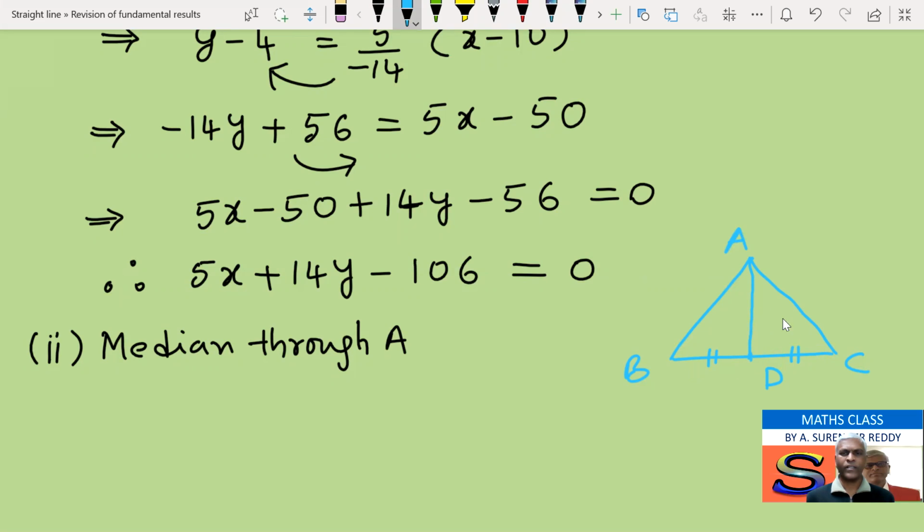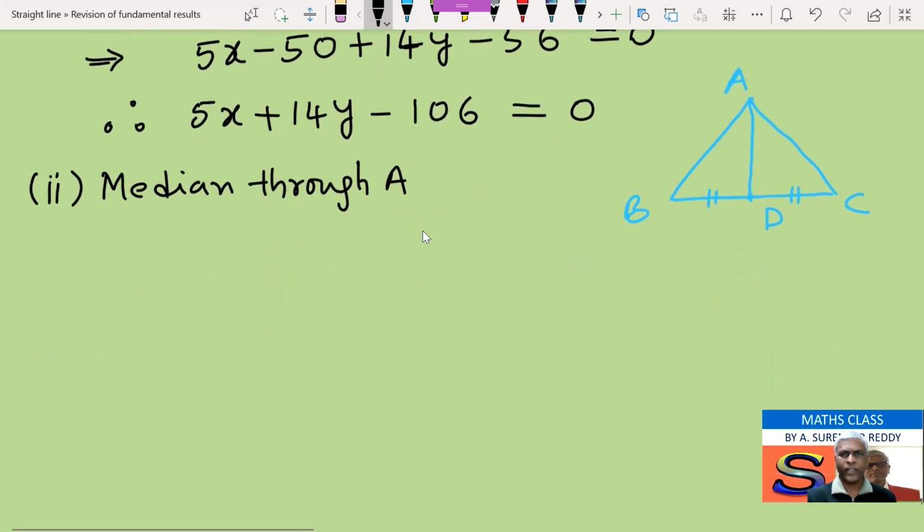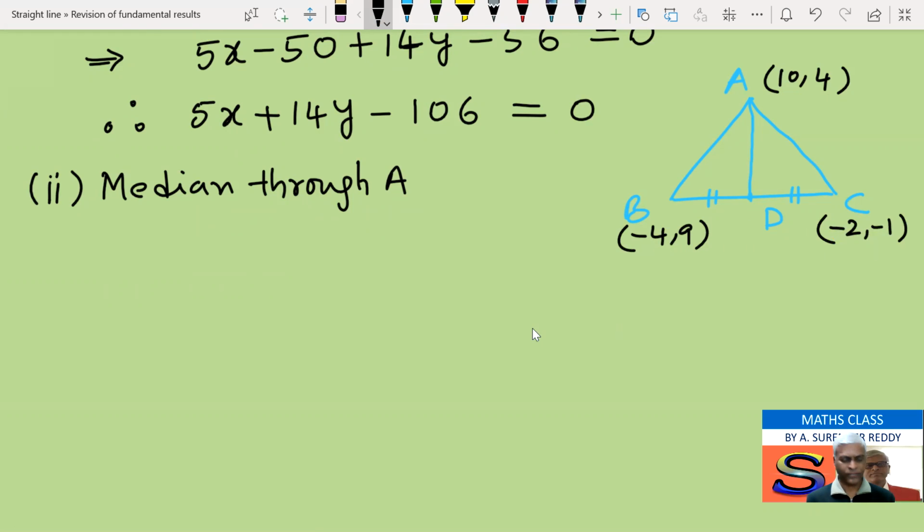So D is the midpoint of BC, and this line AD is the median. We have to find the equation of AD. Let us write A (10, 4), B (-4, 9), C (-2, -1). Now D is the midpoint of BC.